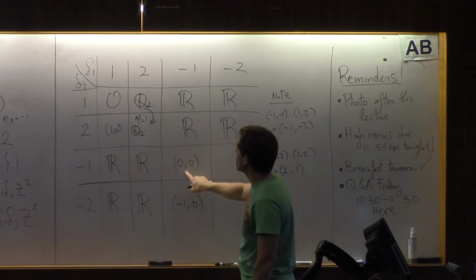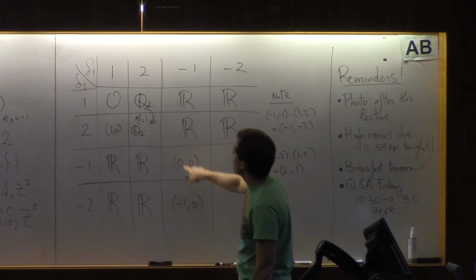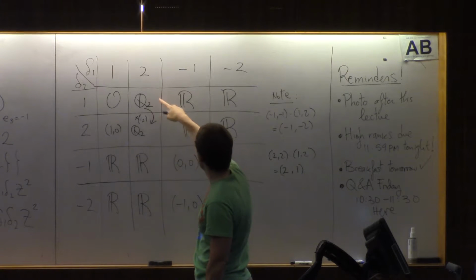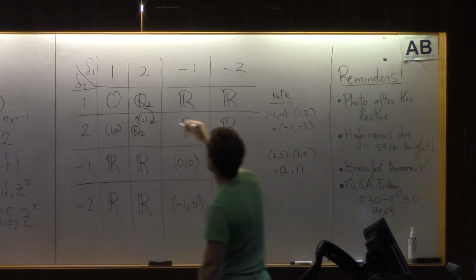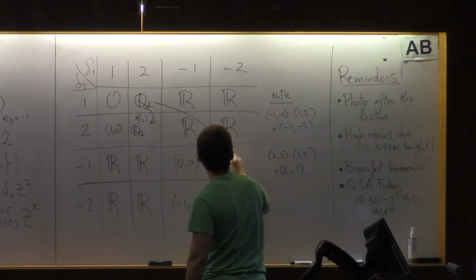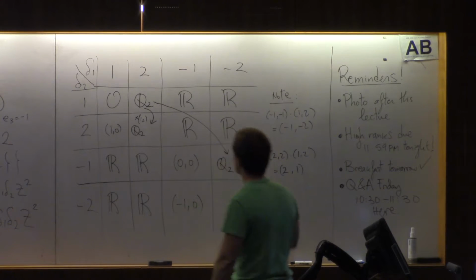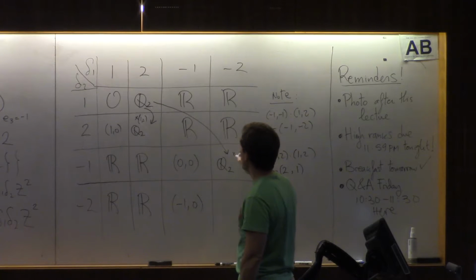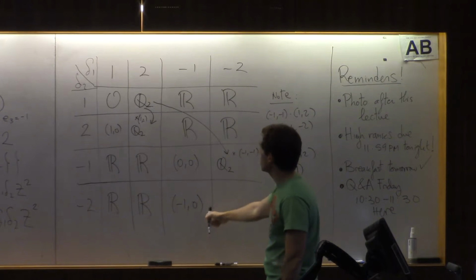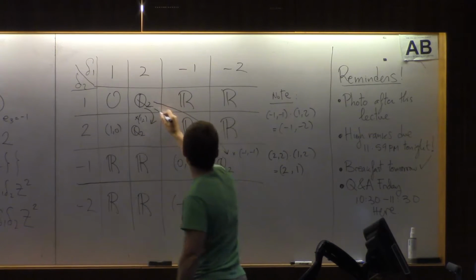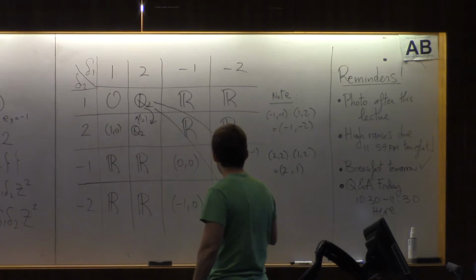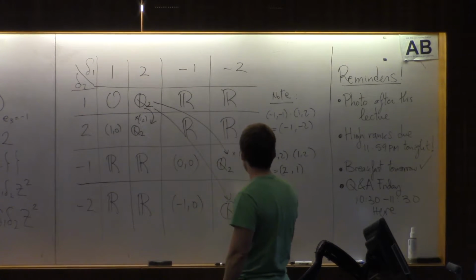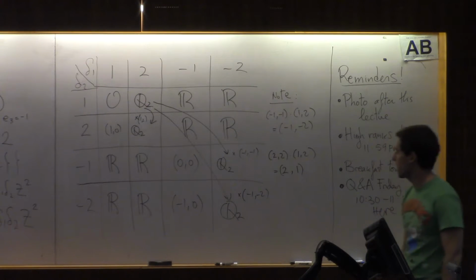What about this guy? If I multiply this guy by (-1, -1), I go from (2, 1) to (-2, -1). I go here. So I can go here and say, no, there's not going to be Q2 points if I multiply by (-1, -1). And if I multiply by (-1, -2), I go here, and there are no Q2 points multiplying by (-1, -2).